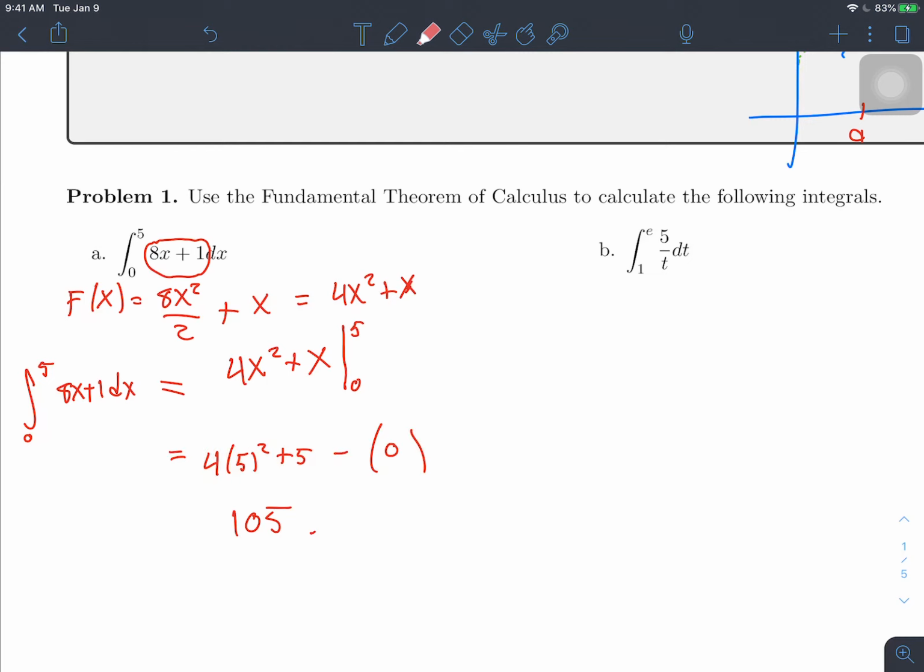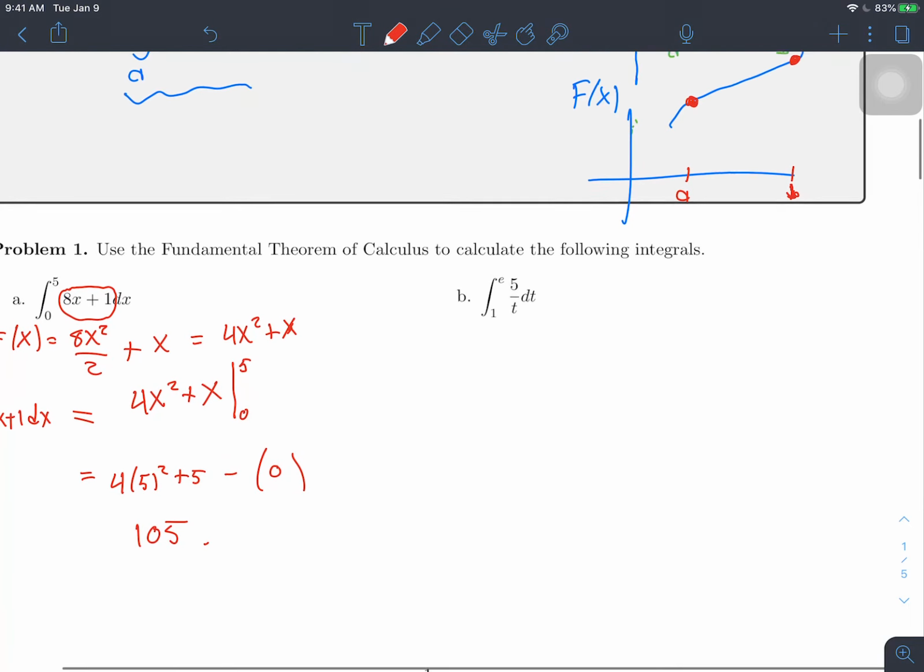All right, any questions so far about the fundamental theorem or about that new notation? All right. Let's do the next one.